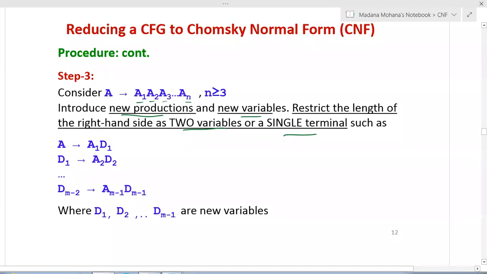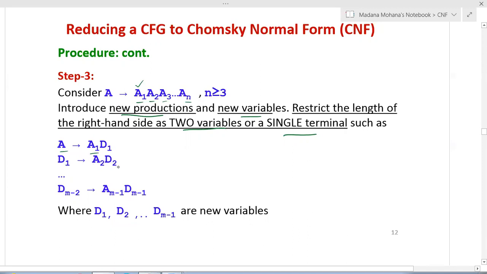So now the original production A derives A1, A2, A3 and so on AN. That can be split as follows. The left hand side variable remains the same, so A derives A1, the first symbol of the right hand side remains the same. Then the remaining symbols we assume as a new variable D1. Now what does D1 contain? D1 derives A2, A3 and so on AN.